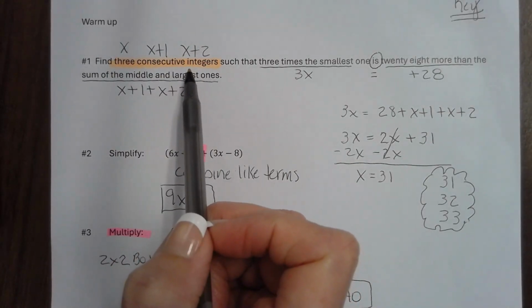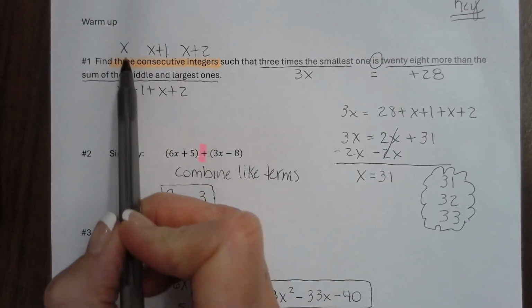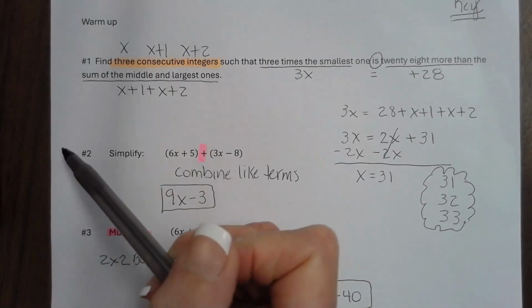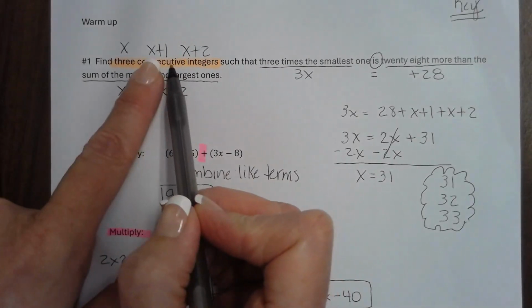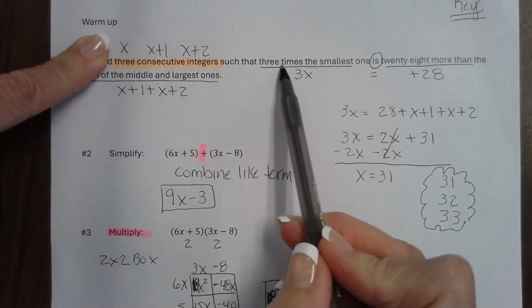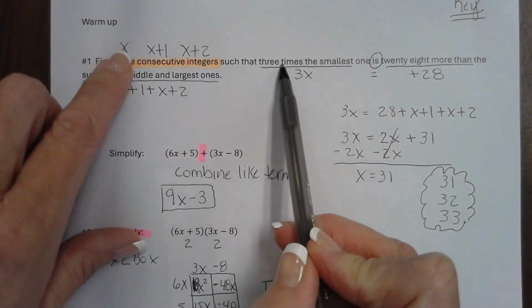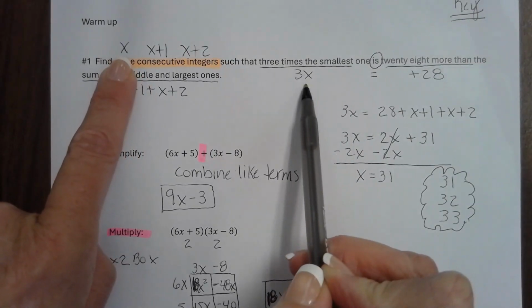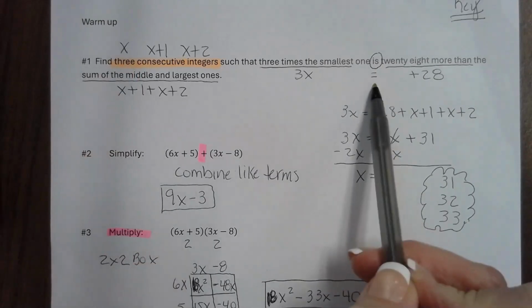Notice the word even's not in there, the word odd's not in there. The first thing I do is I write my expressions for all 3: x, x plus 1, x plus 2, so that I can use it. So now I'm going to use it. 3 times the smallest. Well, that's the smallest. There's 3 times the smallest. Is an equal sign.